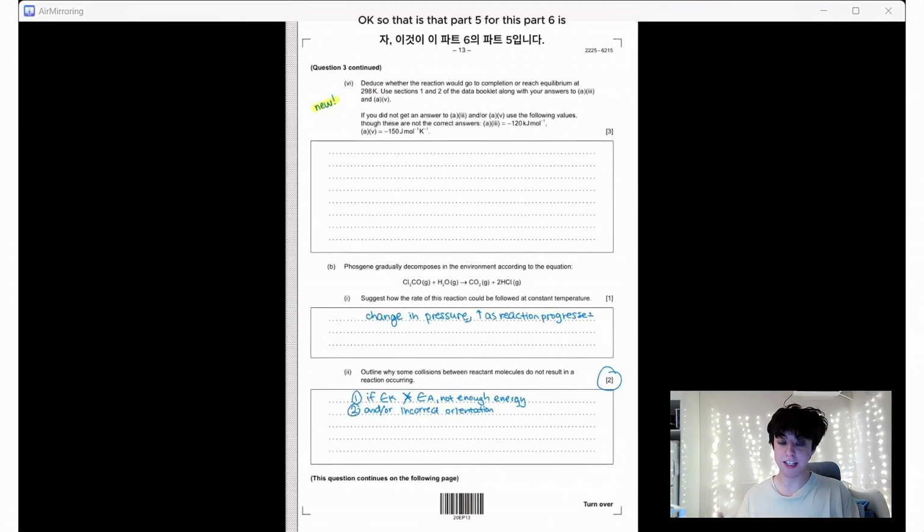For part 6, it says to deduce whether the reaction would go to completion or reach equilibrium at 298K. It says to use our answers from part A, so that was our enthalpy, and our entropy. So both our enthalpy and our entropy. We need to solve for Gibbs free energy, so we're going to do that immediately.